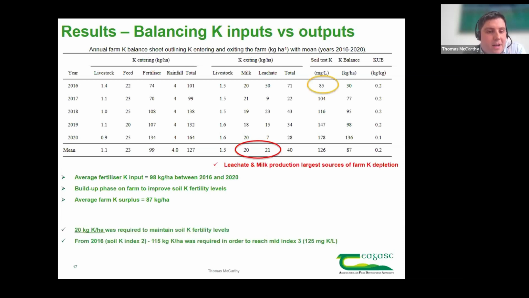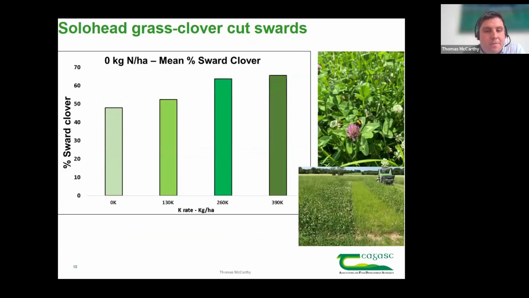As I said, this was to build up our soil K fertility into the optimum range. And we were able to calculate that in order to maintain that level of 85 milligrams of K per litre that we had in 2016 over these few years, it would have taken a surplus of just 20 kilograms of K per hectare to avoid declines in soil K fertility. And over this same period, to get up into a midway of index 3 at 125 milligrams per litre, this would have taken a fertiliser K input of 115 kilograms of K per hectare.